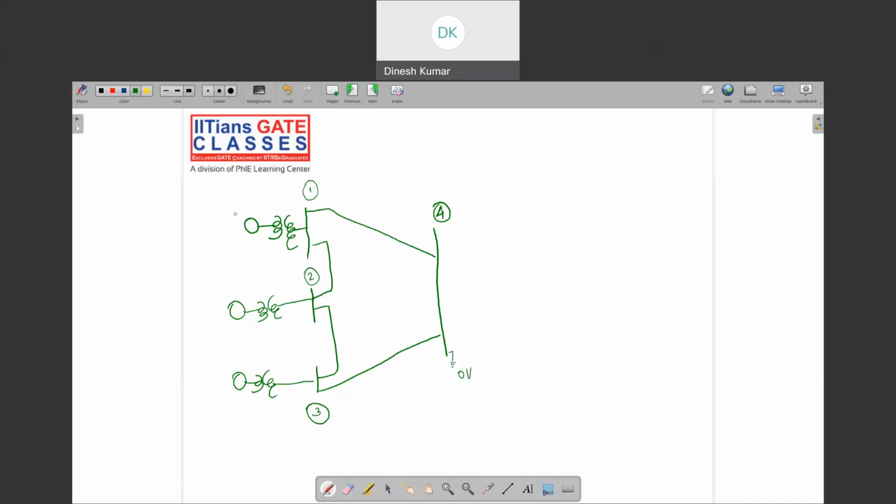So let this be EA, EB, EC. There are 3 generators here, and there are some transformers also. The first step is to draw the single line diagram. Single line diagram means we have to convert everything to its corresponding electrical equivalent.